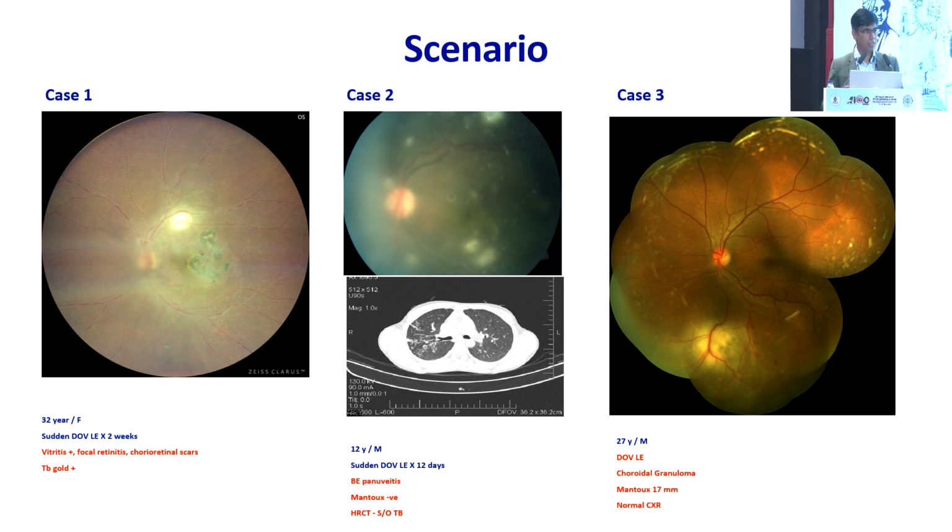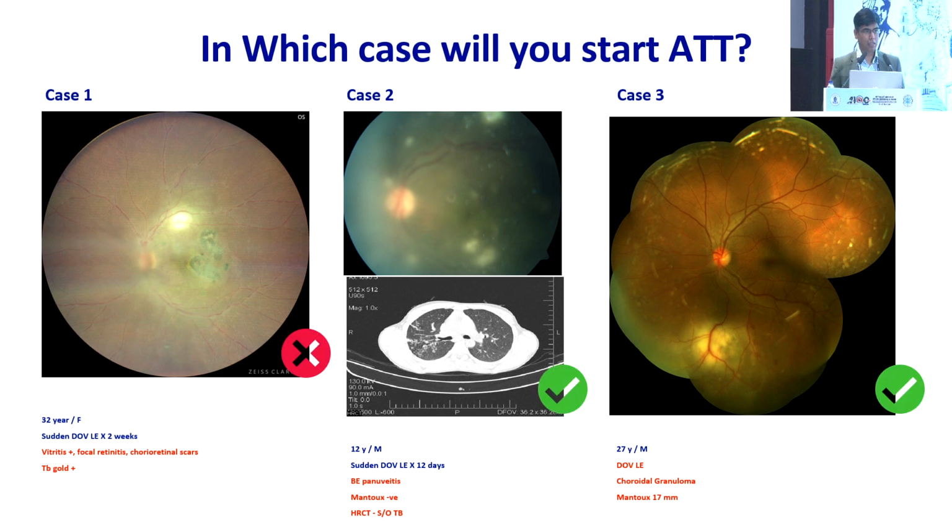So in which of these scenarios you would start ATT? And I think majority and even the chest physicians will agree with the second case that they would put this patient on ATT in spite of a negative Mantoux. While in case number 3, you would all agree that we would start patients on ATT. And in case number 1, I think many of you would even not advise the patient a Mantoux test.